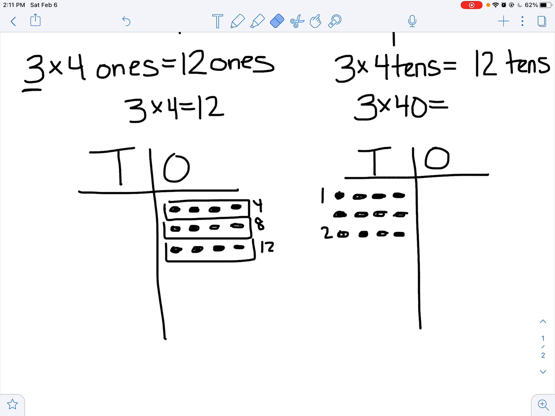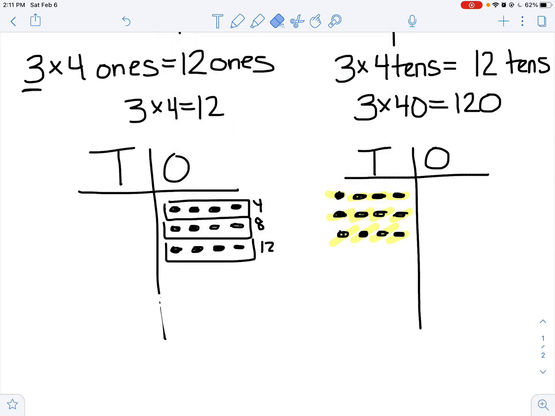But be careful. Does that mean 3 times 40 is 12? Does that make sense? No, it doesn't make sense. We've got to count by our tens down here. So I'm going to highlight as I do it. 10, 20, 30, 40, 50, 60, 70, 80, 90, 100, 110, 120. So our total of 3 times 40 is 120. Okay?